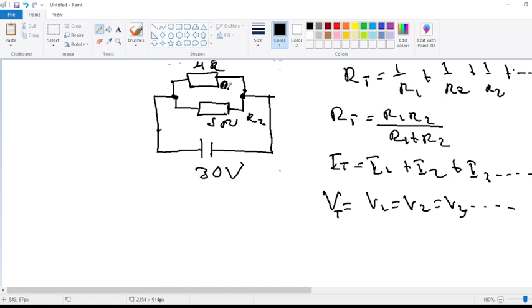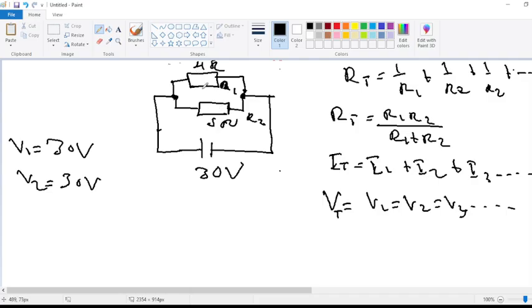We have R1 here and R2. To calculate the voltage at R1, which is V1, it is the same as the supplied voltage, which is 30 volts. The same applies to R2, so V2 is also 30 volts. But the current at this point and the current at this point are different.